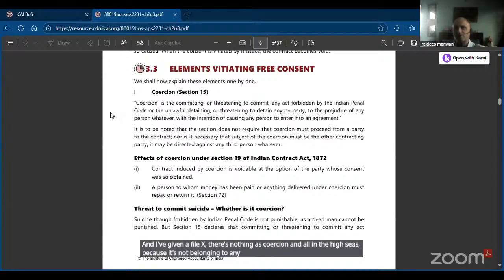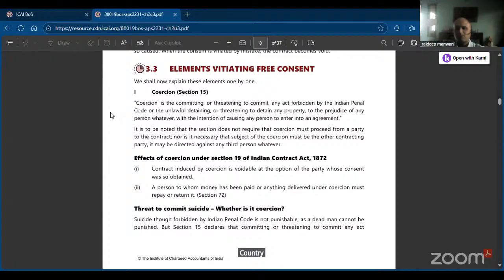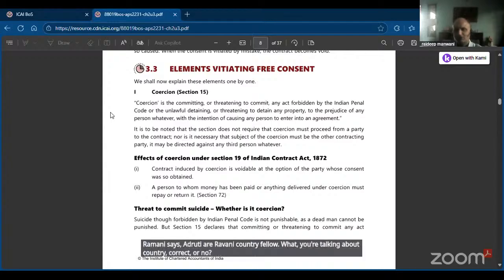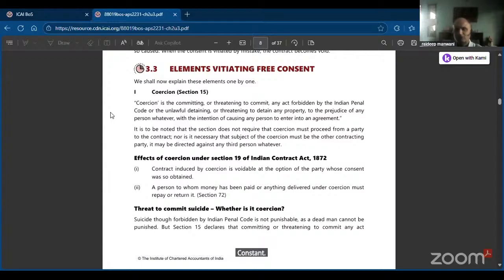Ramani says, Adrut, you are a very country fellow. What are you talking about, country? Correct or no? Now, will Ramani get back the diamond ring? Will she save her relationship? Yes. Or will Adrut take the diamond ring? Sir, Adrut will take the diamond ring, sir.